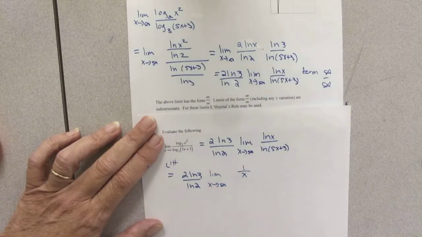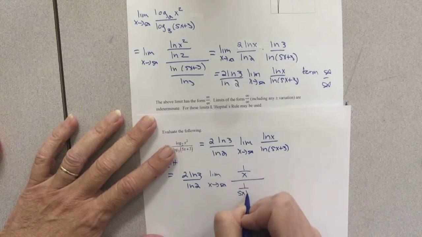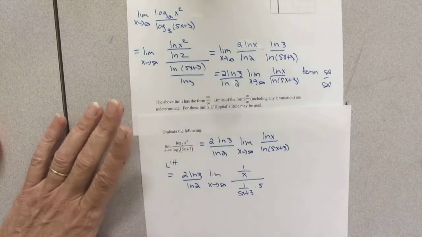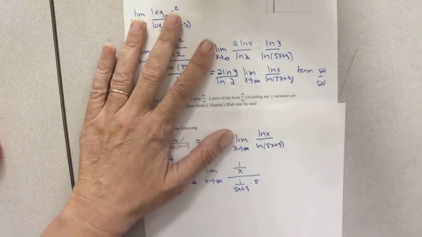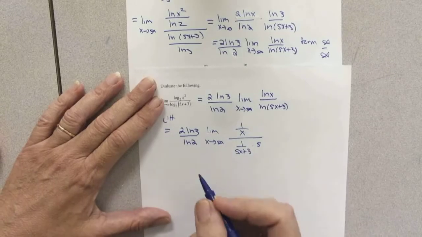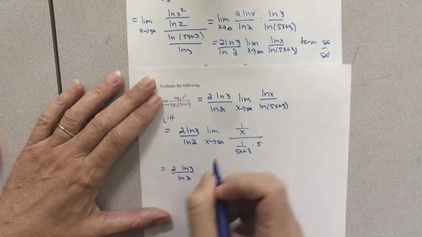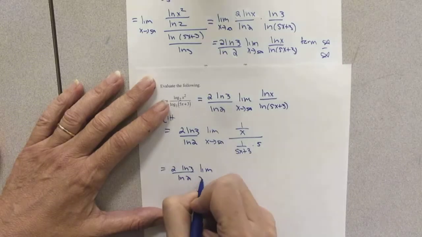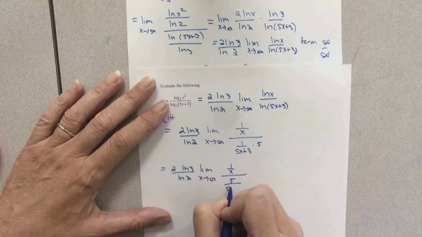derivative of the numerator, 1 over the argument. Derivative of the denominator, 1 over the argument, times the derivative of the argument, and simplify. Always simplify after you use L'Hopital's rule. Showing every step I can think of to simplify.